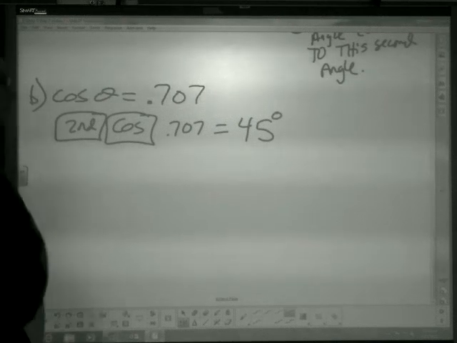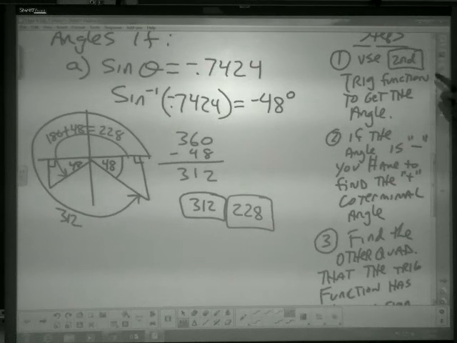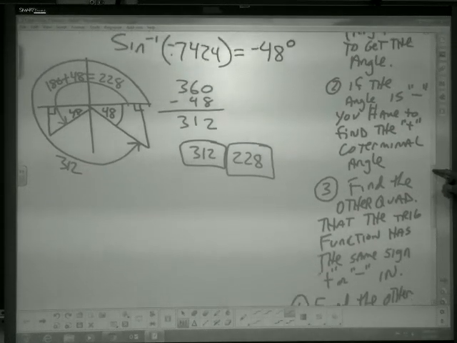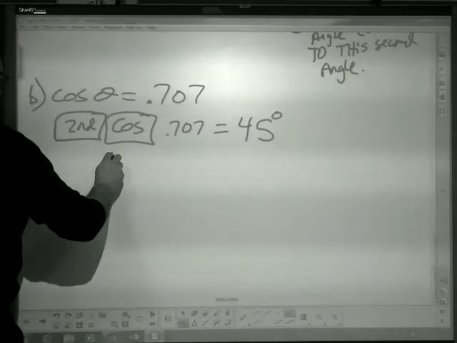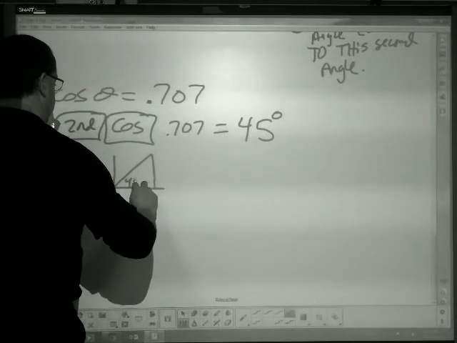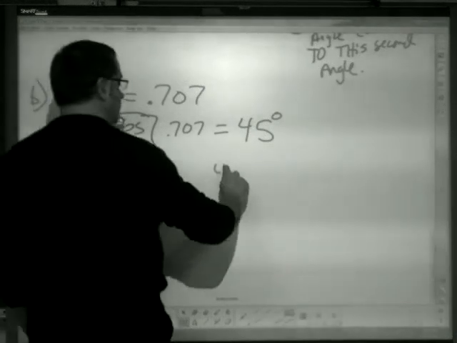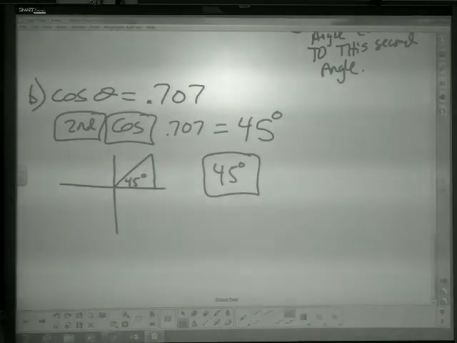Okay, so step one, what do we got? Use inverse trig to find the angle. If the angle is negative, nope, not negative. All right, so I just have to draw. Here we go. 45 degrees. There's 45 degrees. So there's one of my answers, 45 degrees. That's an answer. It falls between 0 and 360.